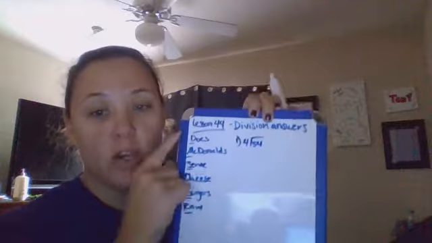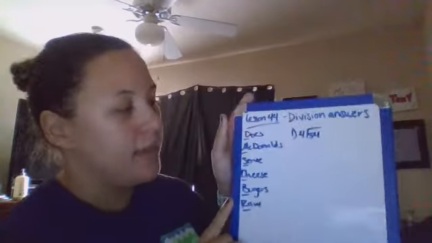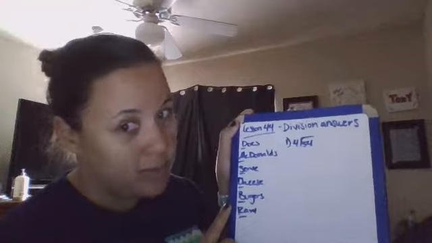Anyway, lesson 44 is on division answers, and it basically just means different ways that we can write answers from division problems. So they can either be with a remainder, as a decimal, or as a mixed number. So we are going to use these steps over here to solve these division problems. And this is how I remember what the steps are.